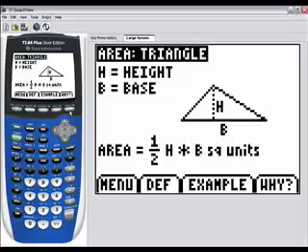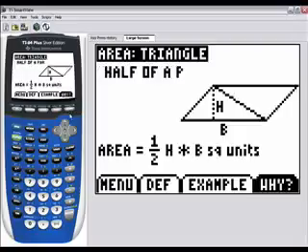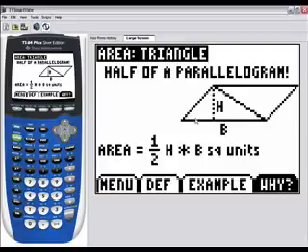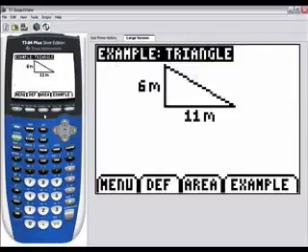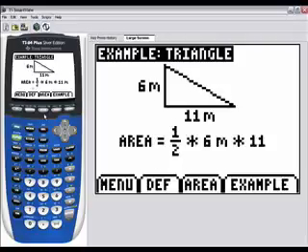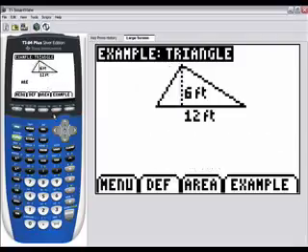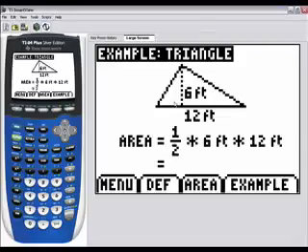And as far as why this is the case, well, if you take another triangle just like it and flip it over, you get a parallelogram. So this is half the parallelogram's area. So half times base times height. So base is 11, height is 6, half times 6 times 11. Again, it's in square units. Base is 12, height is 6, half times 6 times 12. 36 square feet.